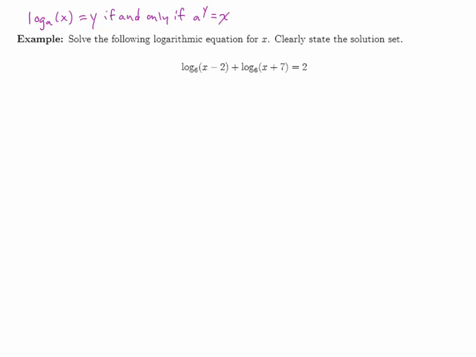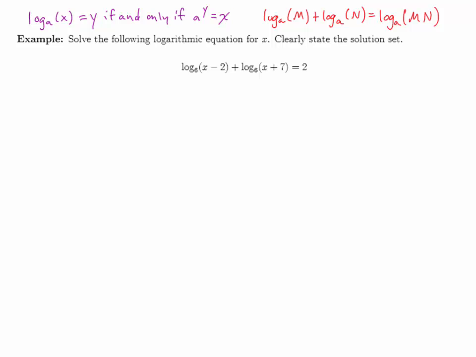As we look at this one, we have log base 6 of the quantity x minus 2 plus log base 6 of the quantity x plus 7. So before we can apply this property, we're going to need to use the properties of logarithms to get a single logarithmic expression on that left-hand side. And the property we'll need here is the property that says that anytime we have log base a of some expression m, and we add log base a of some expression n, then that's equivalent to log base a of the product of m and n.